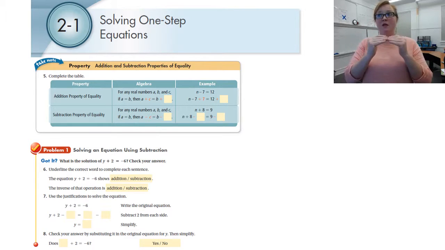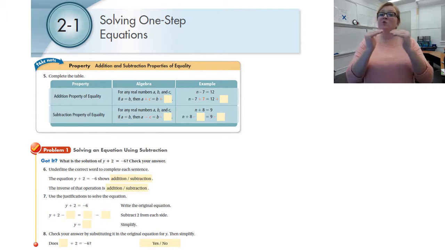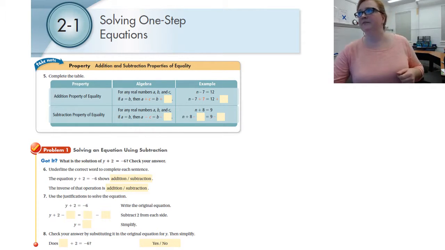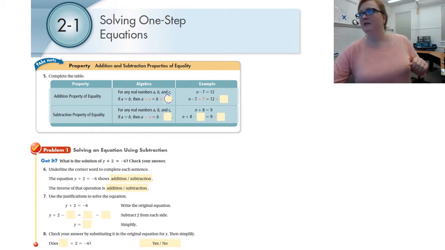Addition property of equality. For any real numbers A, B, C, if A is equal to B, then A plus C would be equal to B plus C. As an example, n minus 7 equals 12. You can add 7 to both sides of the equation, and you will satisfy the addition property of equality.